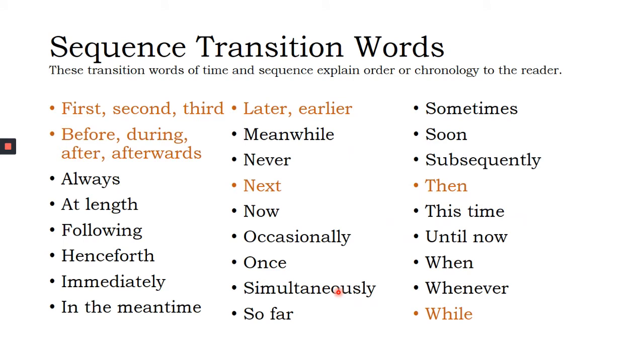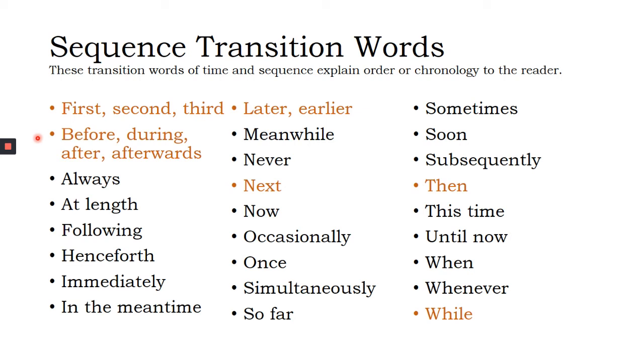So we're going to start by looking at sequence transition words. These transition words of time and sequence help us to explain the order or chronology of a reading to the reader themselves. So what I want you to notice is that I've got two colors of sequence words here. Some that are in orange and some that are in black. The words that are in orange are the words we see most often. That means that these are the words that we see in readings almost every single time that we read. If they're in black, you're going to see them sometimes, but not always.